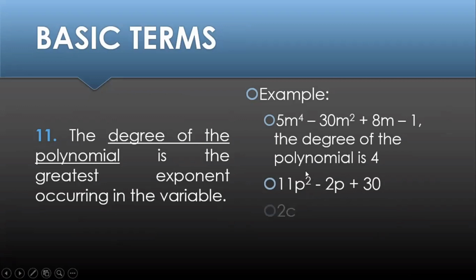And lastly, 2c. The degree of the polynomial here is 1 because 1 is the greatest exponent occurring in this given polynomial. So if you're asked for the degree of the polynomial, just look at the greatest exponent occurring in the given variables of the polynomial.